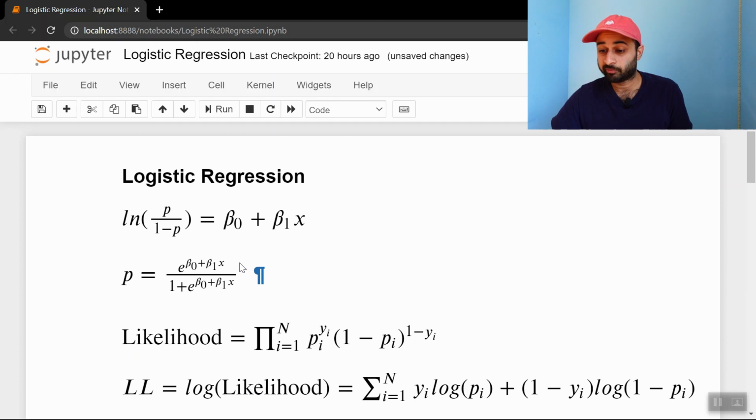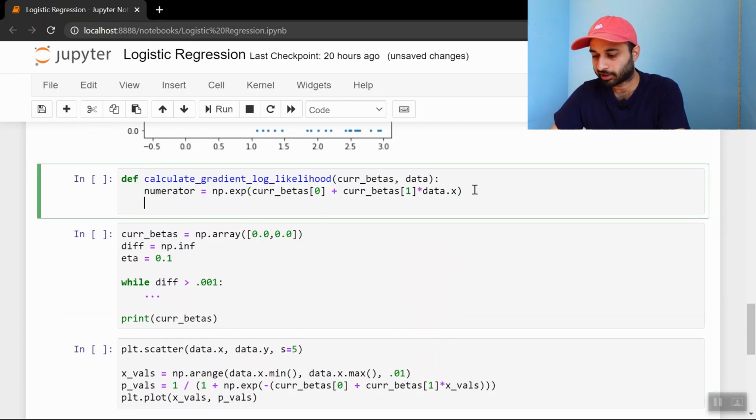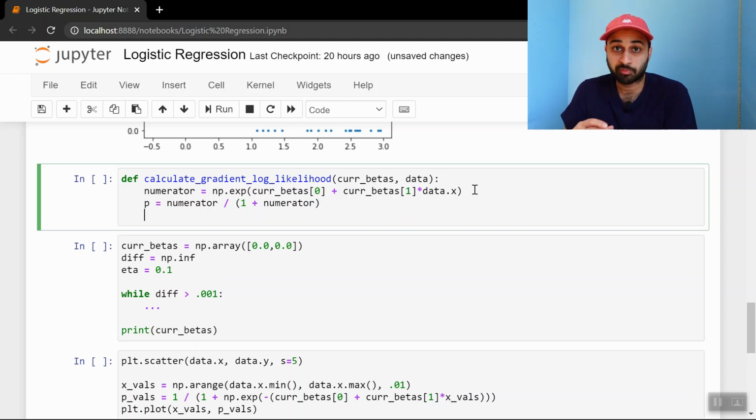And to get the predicted probabilities, it would be numerator divided by 1 plus the same quantity, which is numerator. So scrolling down, we're going to get the probabilities p equal to numerator divided by 1 plus numerator. Does that check out? Yeah. And so that's our predicted probabilities.